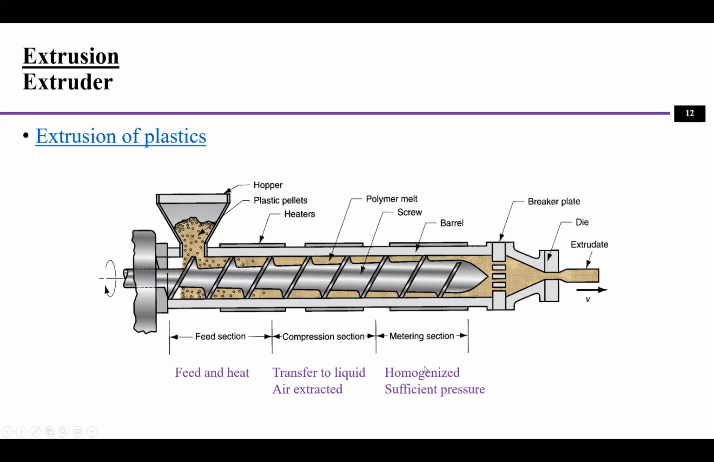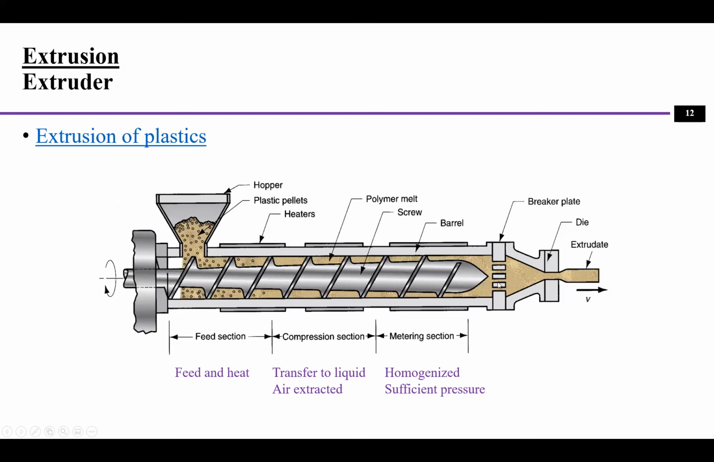So when the material is coming out from the die, it's actually more uniform. And also it starts to build some more pressure in this section. And here is a breaker plate.